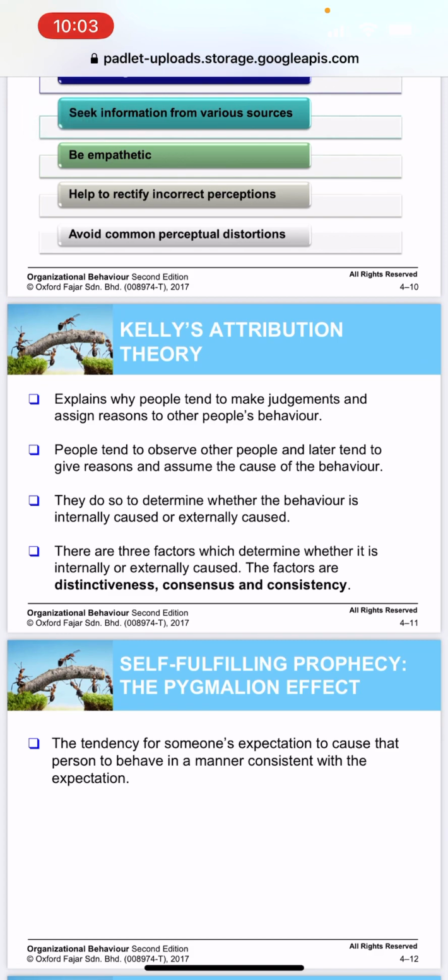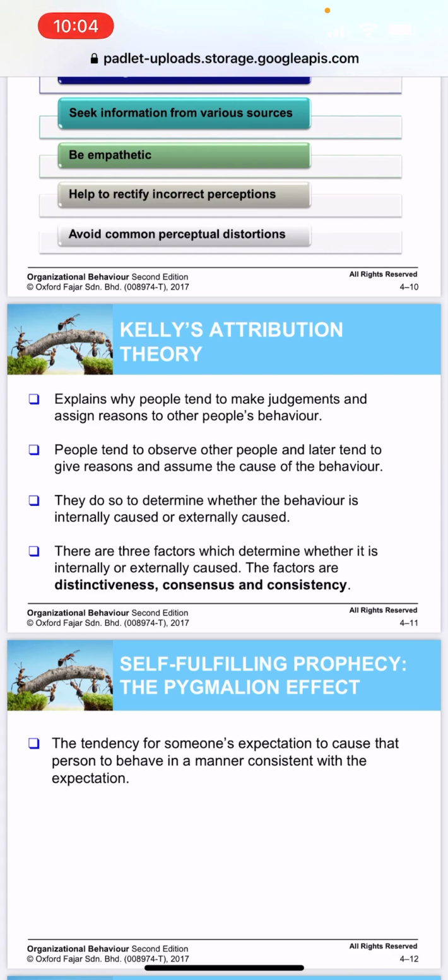Now let's take a look at Kelly's attribution theory. Kelly's attribution theory explains why people tend to make judgments and assign reasons to other people's behavior. People tend to observe other people and later give reasons and assume the cause of the behavior. They do so to determine whether the behavior is internally caused or externally caused. There are three factors which determine whether it is internally or externally caused. The factors are distinctiveness, consensus, and consistency.